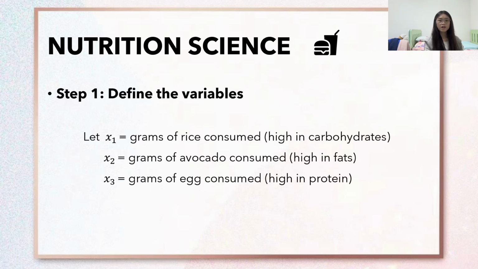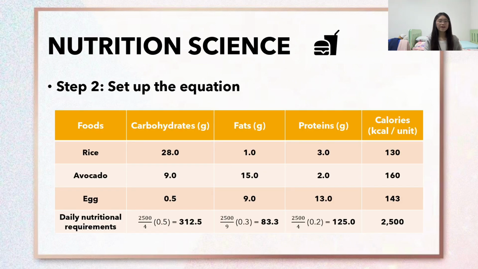After we get all of the information, the first step is to define the variables. So, let x1 be the grams of rice, which is high in carbohydrates. Let x2 be the grams of avocado, which is high in fats. And let x3 be the grams of eggs, which is high in proteins. After we define all of the variables, step 2 is to set up the equations.